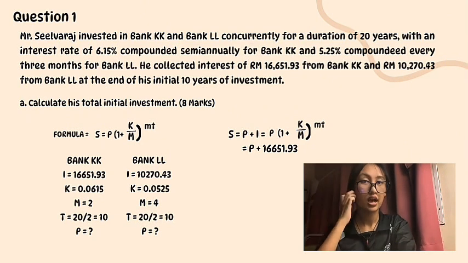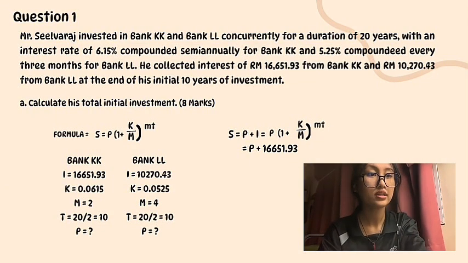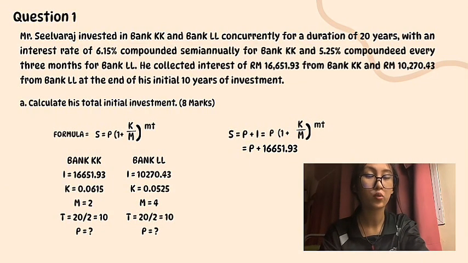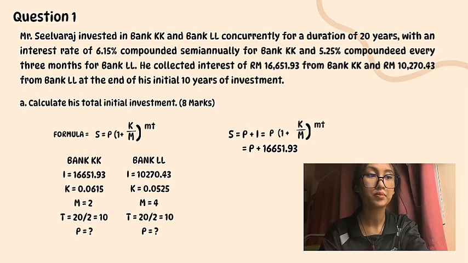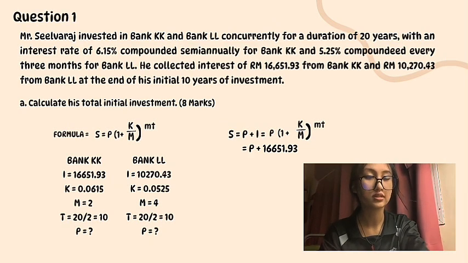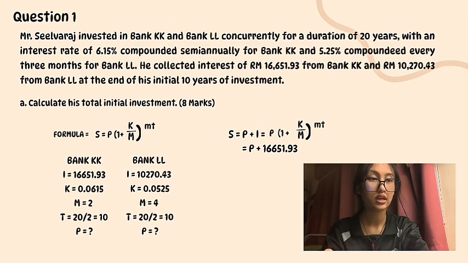My matrix number is 2025135969. I will be presenting the solution to a compound interest investment problem involving two banks, Bank KK and Bank LL. We start with the compound interest formula, which calculates the final amount as the principal multiplied by 1 plus the rate divided by the number of compounding periods, all raised to the power of the number of periods times the number of years. We also use the fact that the total amount after 10 years is the sum of the principal and the interest earned.